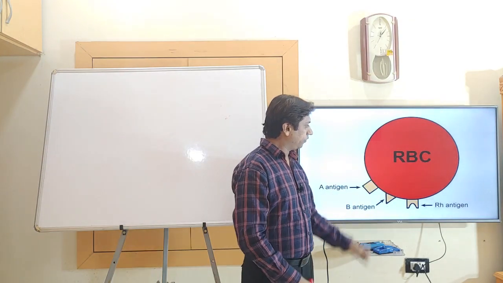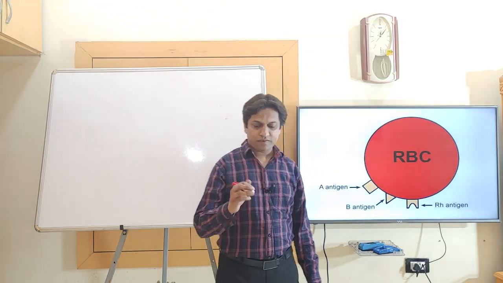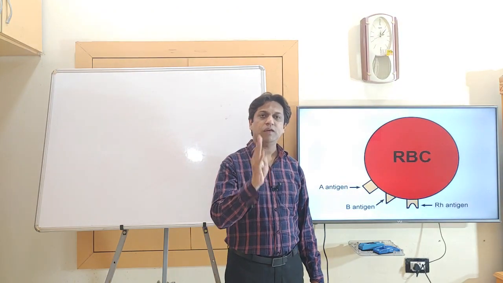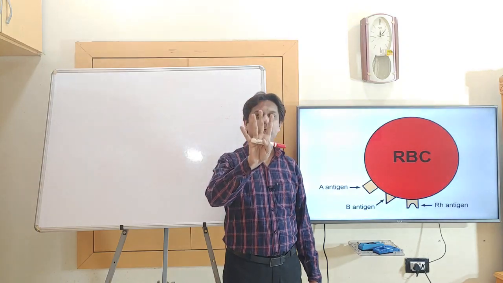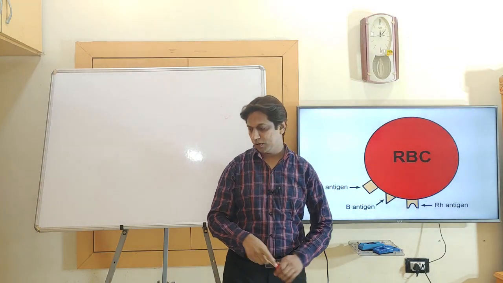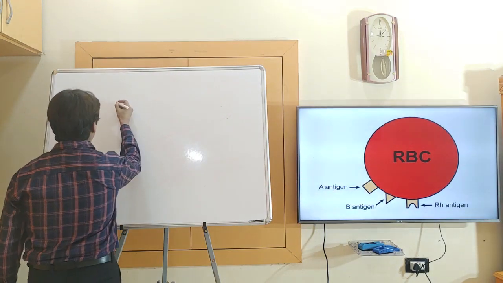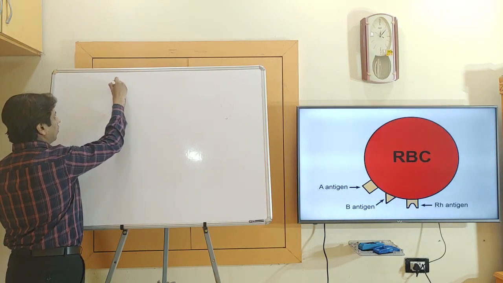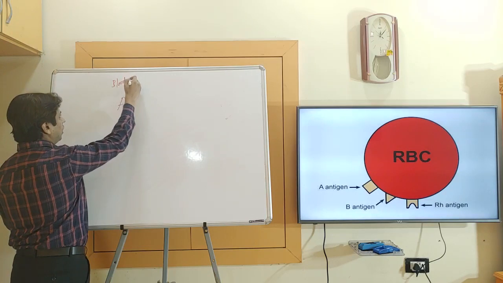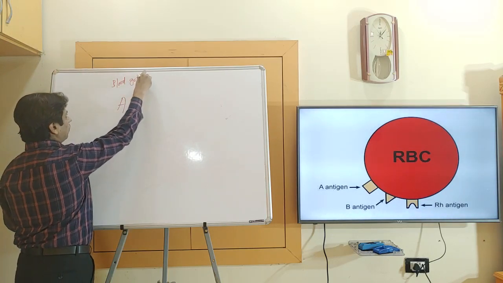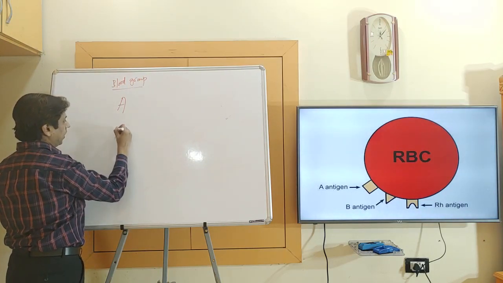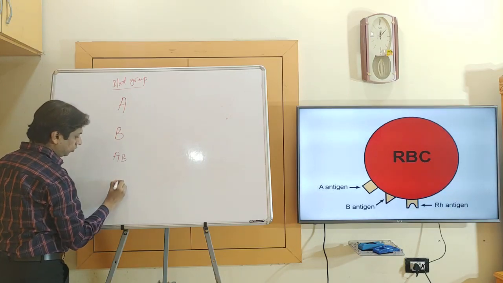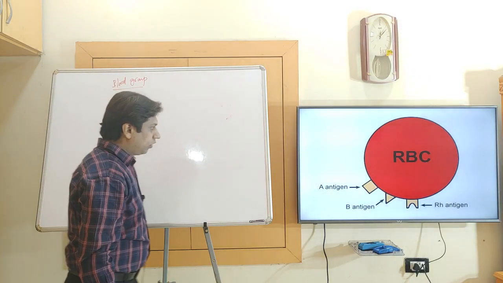Please concentrate on this diagram. Basically, this ABO blood grouping system has four types of blood groups. What are those four types? Blood group A, blood group B, blood group AB and blood group O.